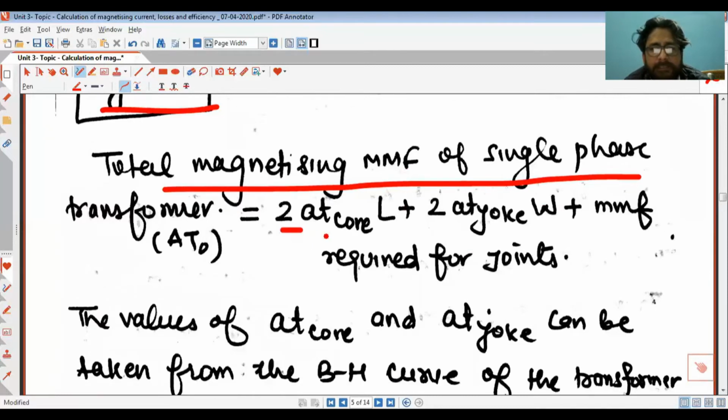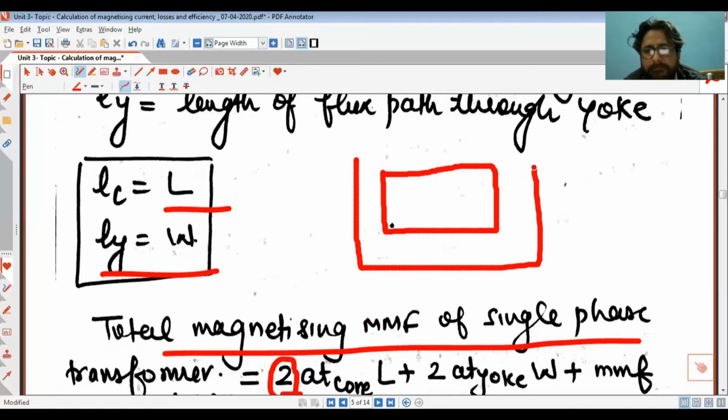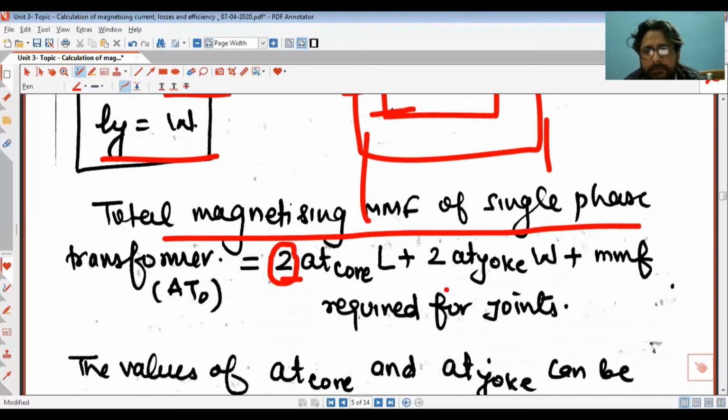So twice 80 core L plus twice 80 yoke. So there are two limbs basically. There are two limbs. So if I'll draw the diagram once again, let us say for a core type transformer, this one, and yoke also has two, this twice. So twice of 80 yoke into W.